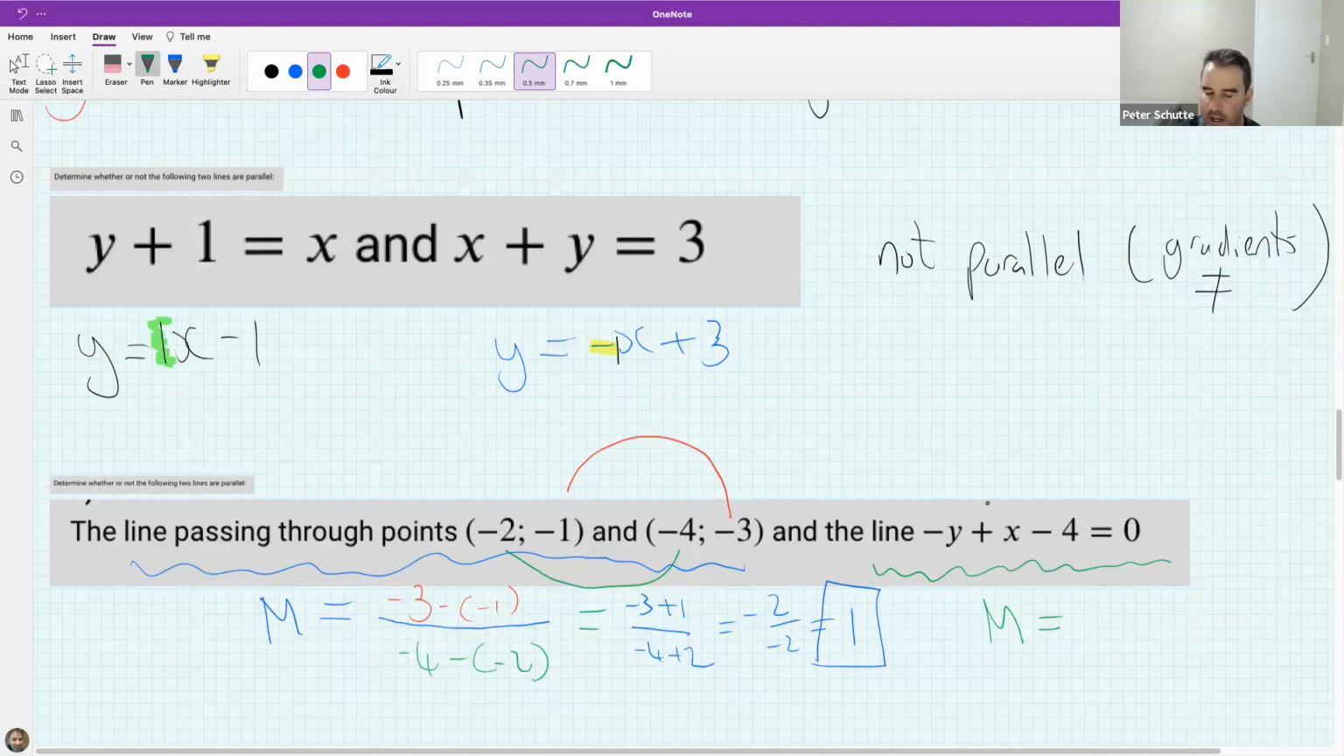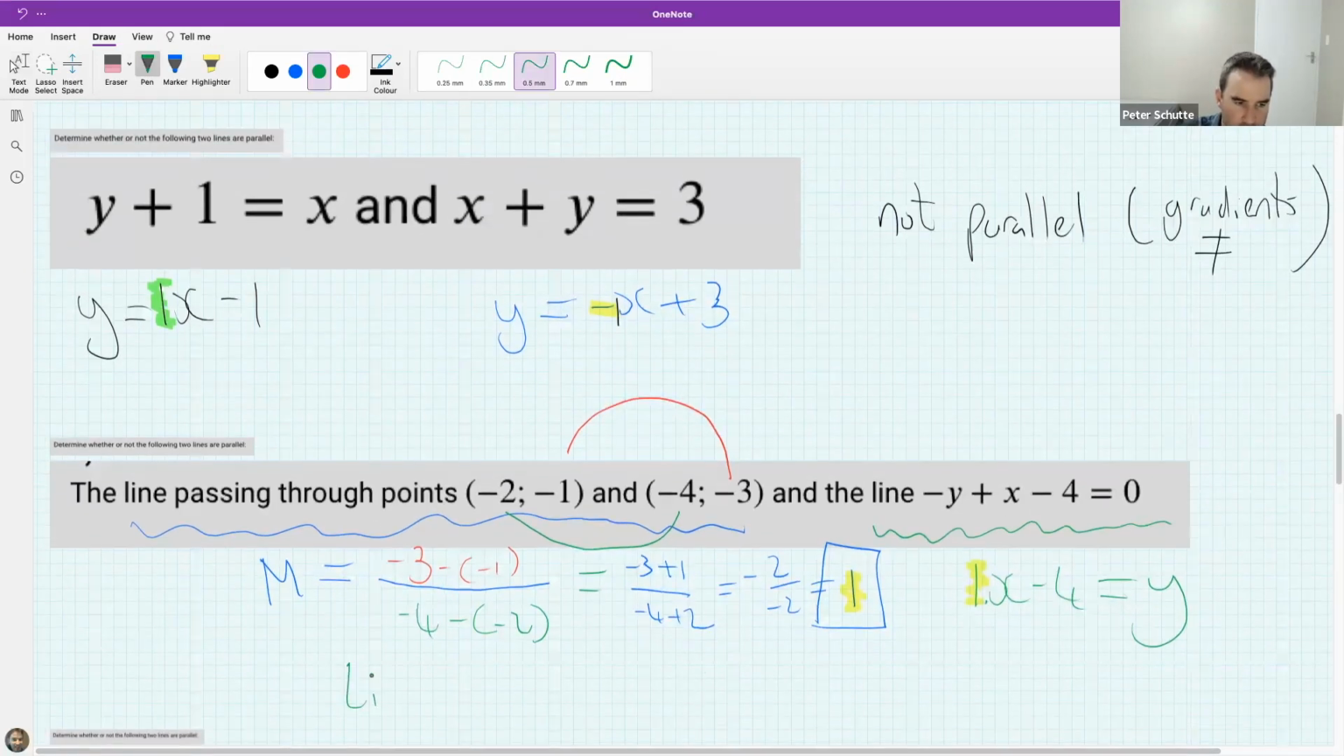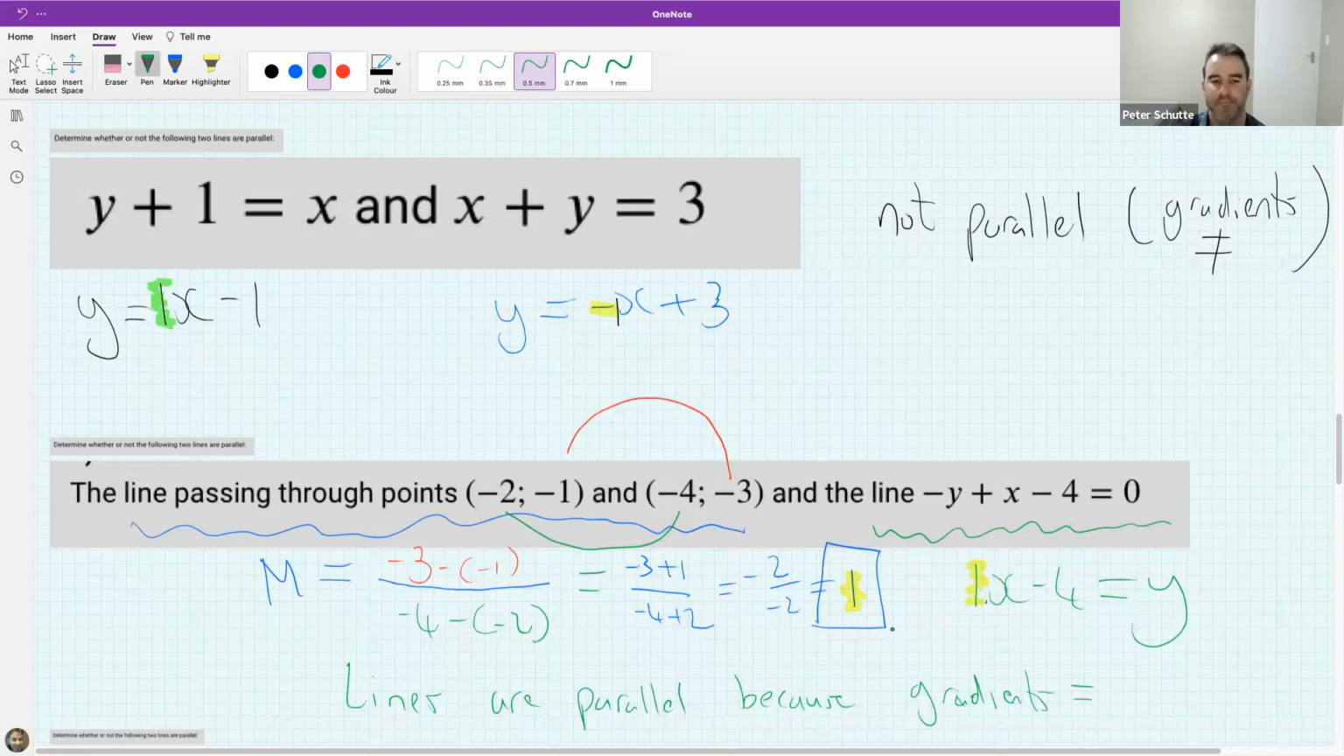And for the green one, all I'm going to do is rearrange the subject of the formula. So I'm going to bring the y to the other side. And then it feels to me like the gradient is 1 in both cases. So we can say lines are parallel because gradients are equal. And that's it.